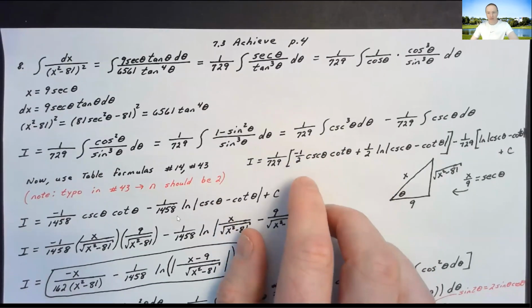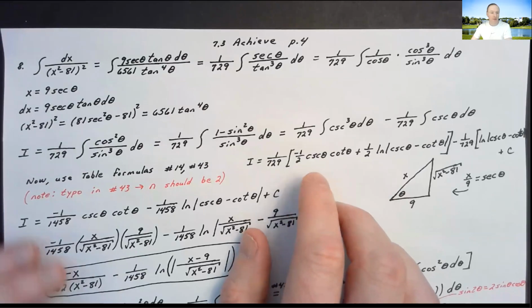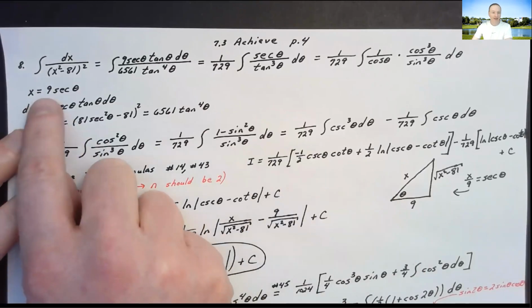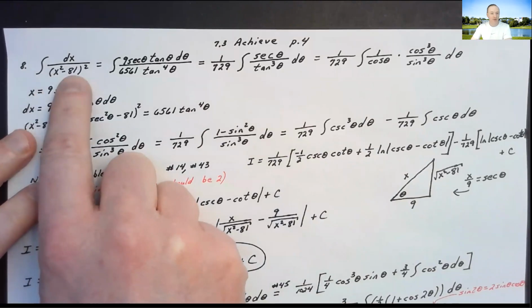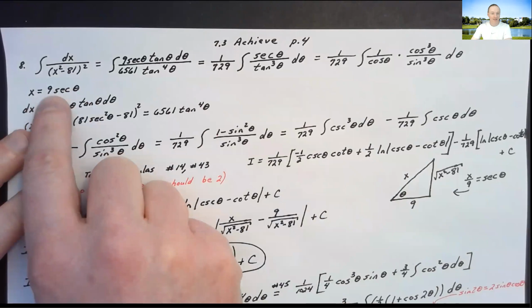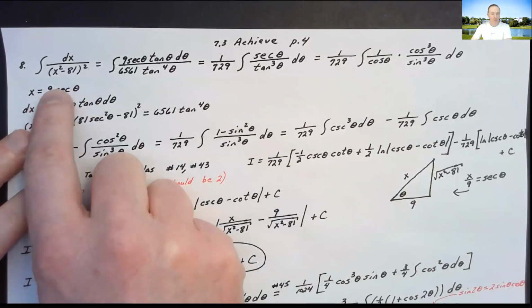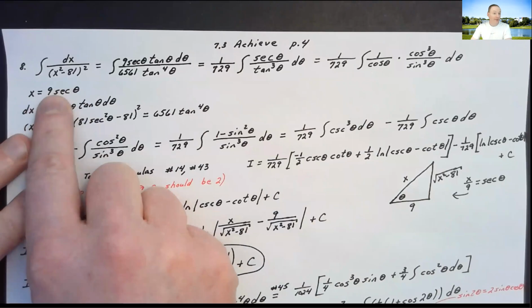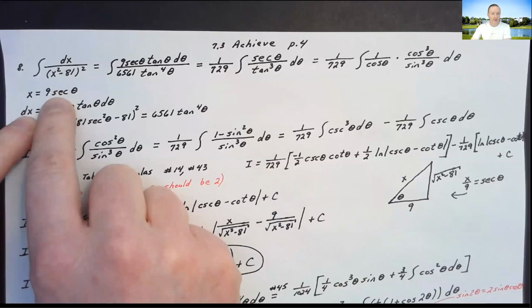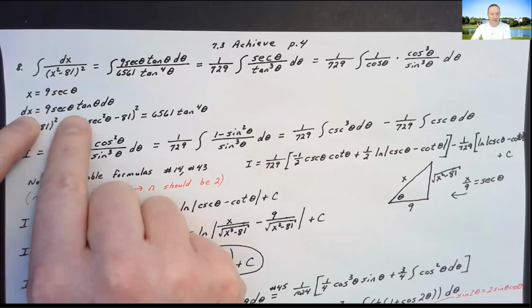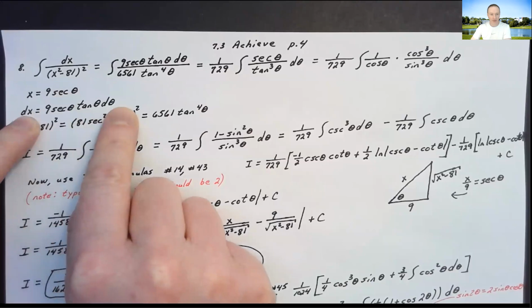I have that integral. What I recognized in the denominator, that x squared minus 81, every single time I have a variable squared minus a constant squared, I'm going to say, let's let that variable equal a secant theta. So in this case, that's x squared minus a squared, so x is going to equal a secant theta, or 9 secant theta. Since a squared is 81, a is 9. So then after I do that, I can say dx is just the derivative of that. Derivative of secant is secant tangent, so I get 9 secant theta tangent theta d theta.